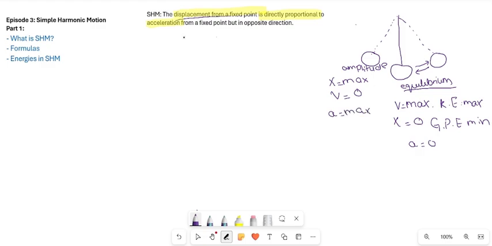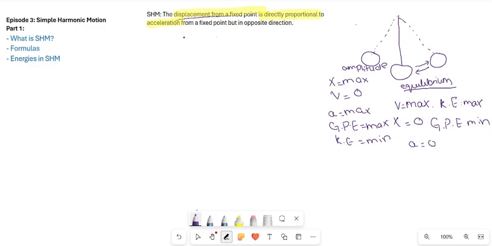And since this is maximum, gravitational potential energy will be maximum, and kinetic energy again will be minimum. So you can see whatever happens to displacement will happen to acceleration and gravitational potential energy. Whatever happens to the displacement, the opposite will happen to the velocity, and the velocity and kinetic energy, both of them are related. So this is extremely important.